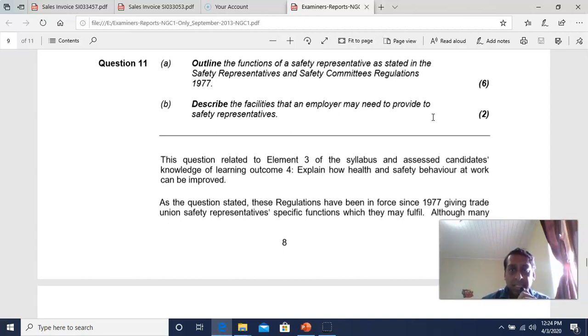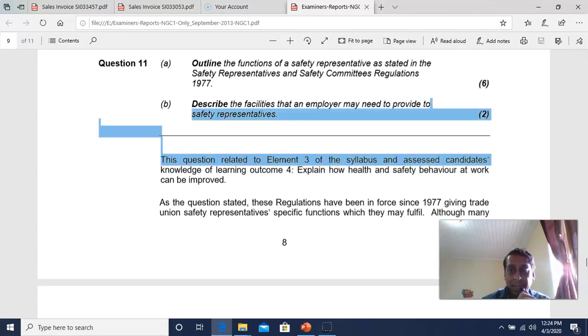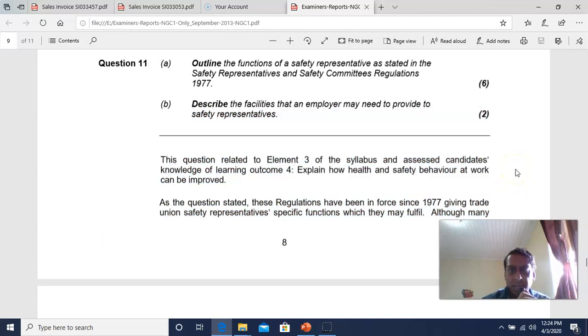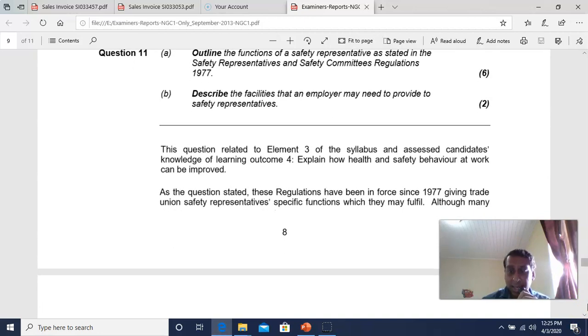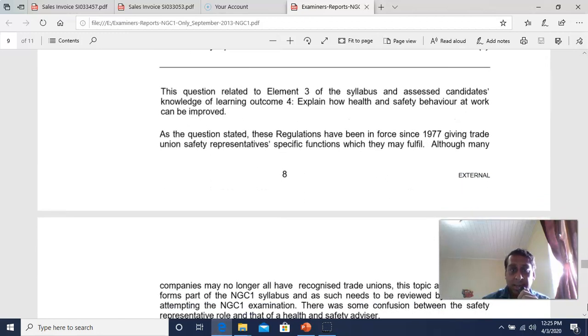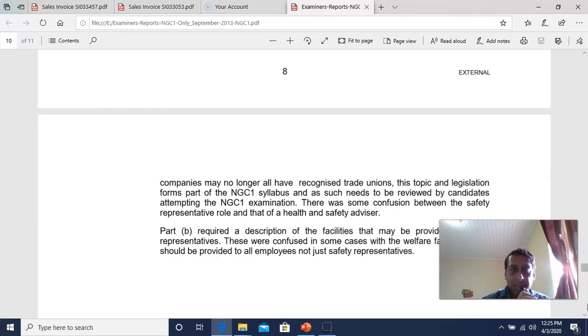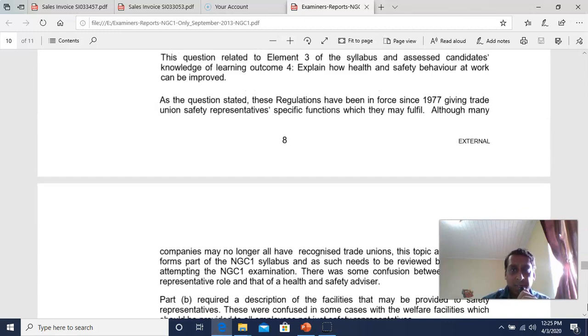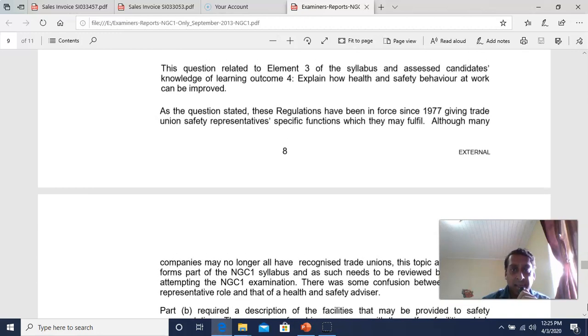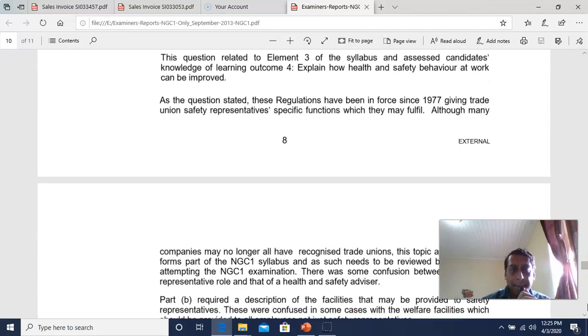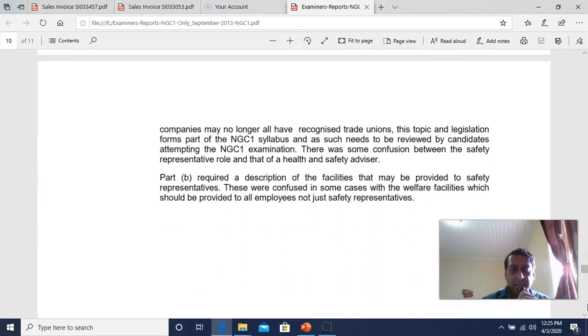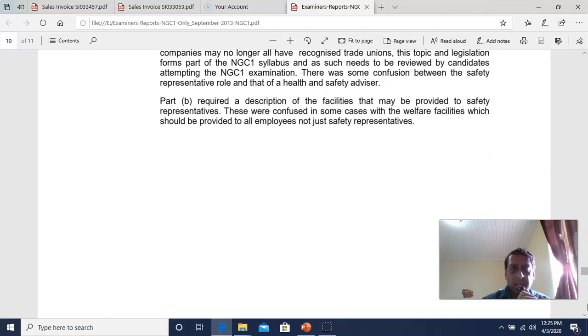They didn't give too many answers at all. I'm not too sure if you can see anything there, but they didn't really suggest answers. They did suggest though that there was some confusion between the safety representative role and the health and safety advisor. I guess the way I had it on the slide was straight from off the regulation, so you can just get it from there and it should be good to go.